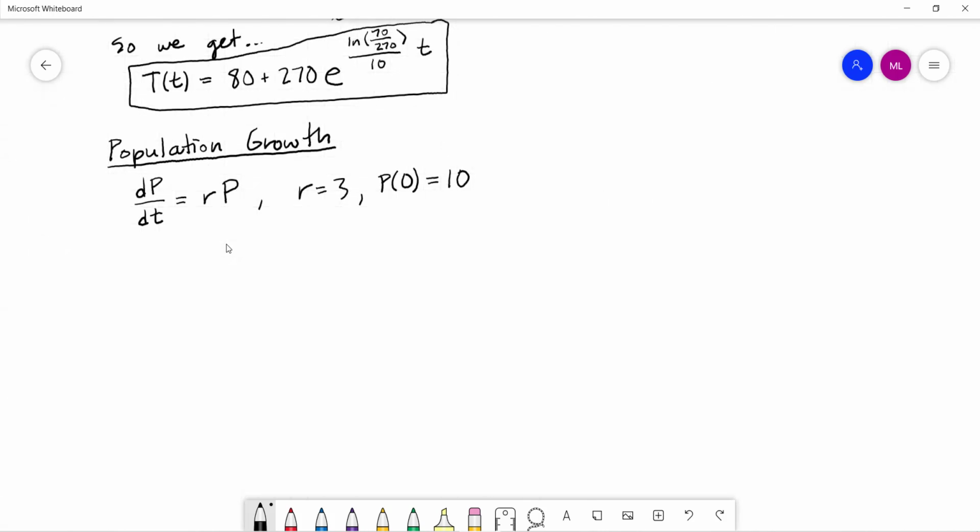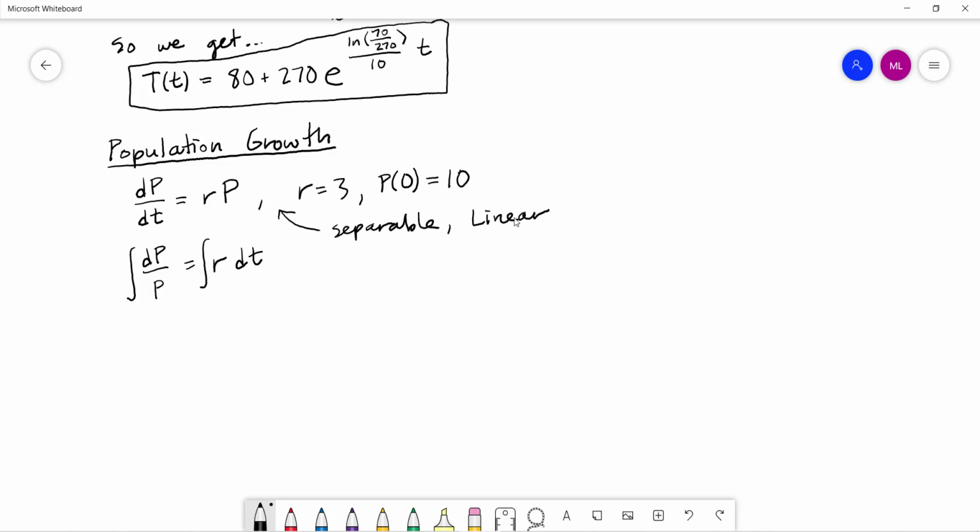Let's treat this one as a separable equation. So dP over P equals r times dt. So divided both sides by the P, multiplied both sides by dt to get a separable equation. And now we're going to integrate both sides. So I should just say again though, this is separable. It is also linear. So we have multiple approaches again that can work on it.